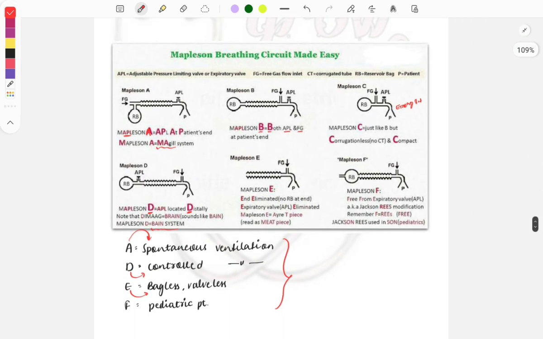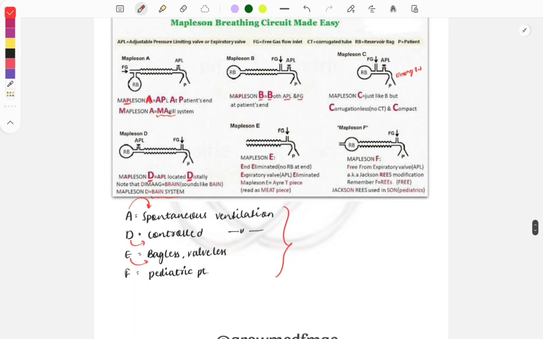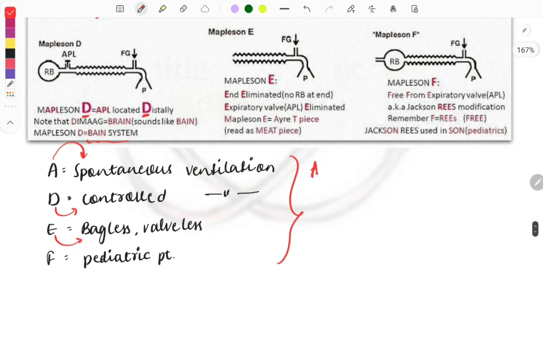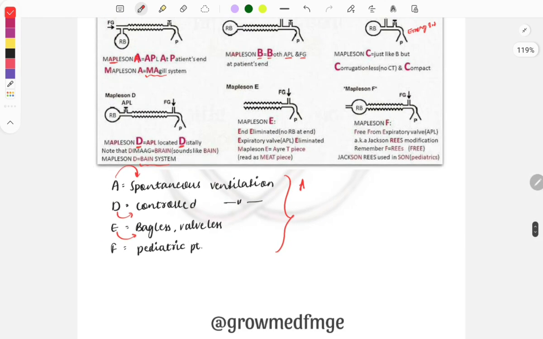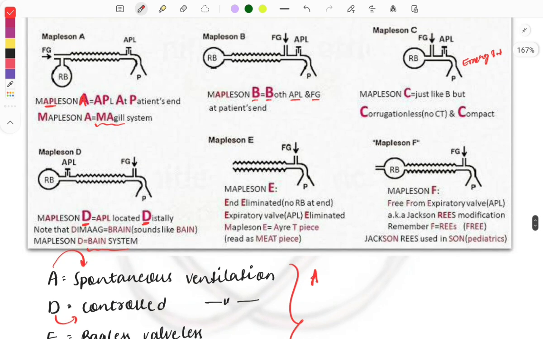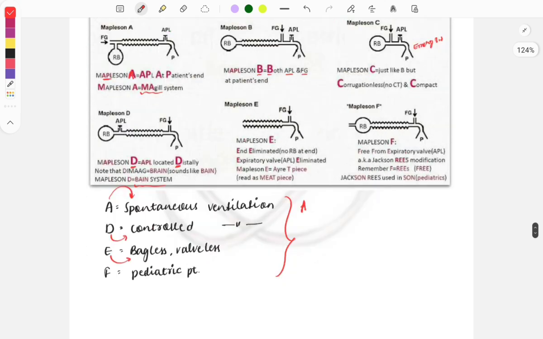Okay, so these are the breathing circuits, and just remember these things which I have discussed. No need to go much deep into it, because the question may or may not come, and even if it comes, do it correct, and if it goes wrong, it won't matter much, because it is only one mark.